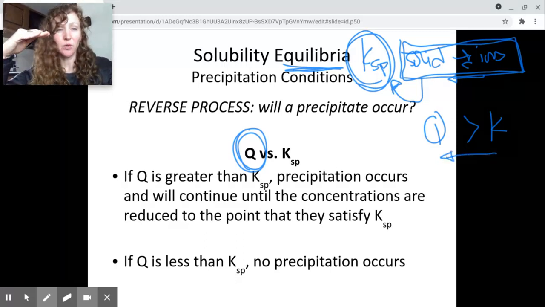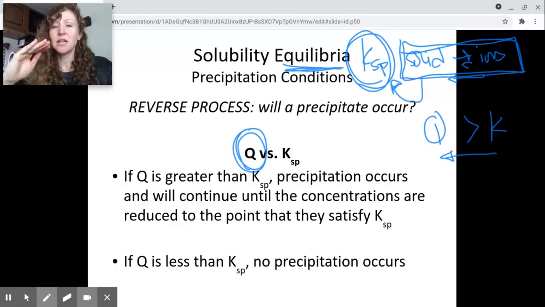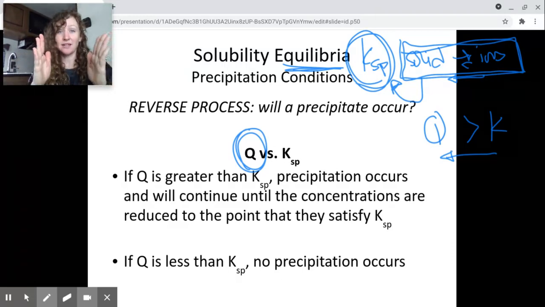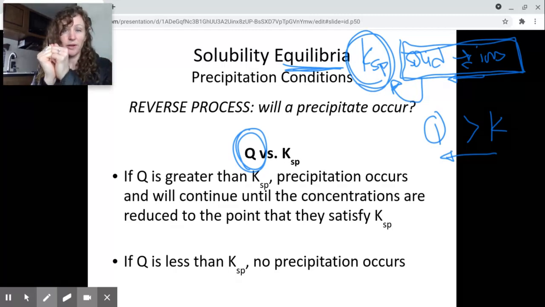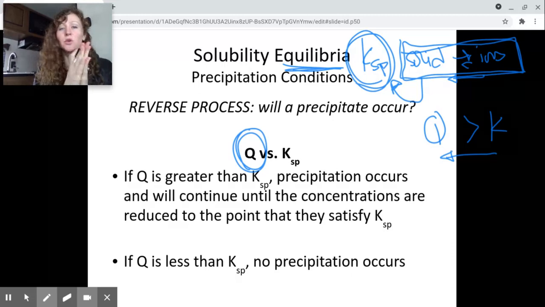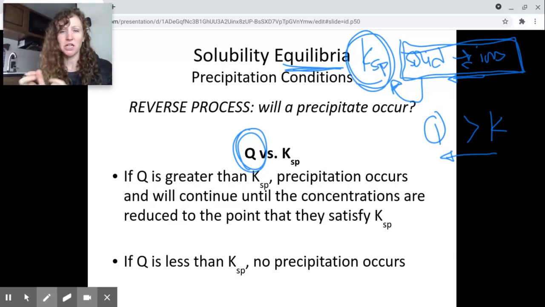If we need our concentration of ions to lessen in order to get back to equilibrium, that means our ions have to precipitate out. Our concentration of ions is going to decrease because they're going to stick together and form our solid, right? So if Q is greater than K, we're going to get precipitation.